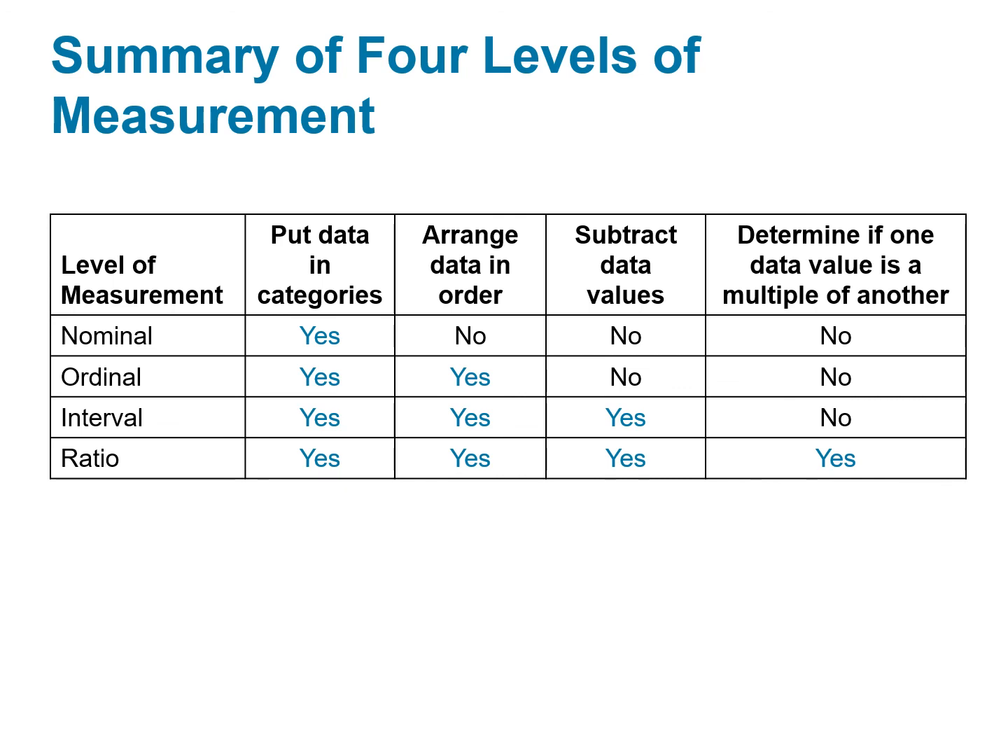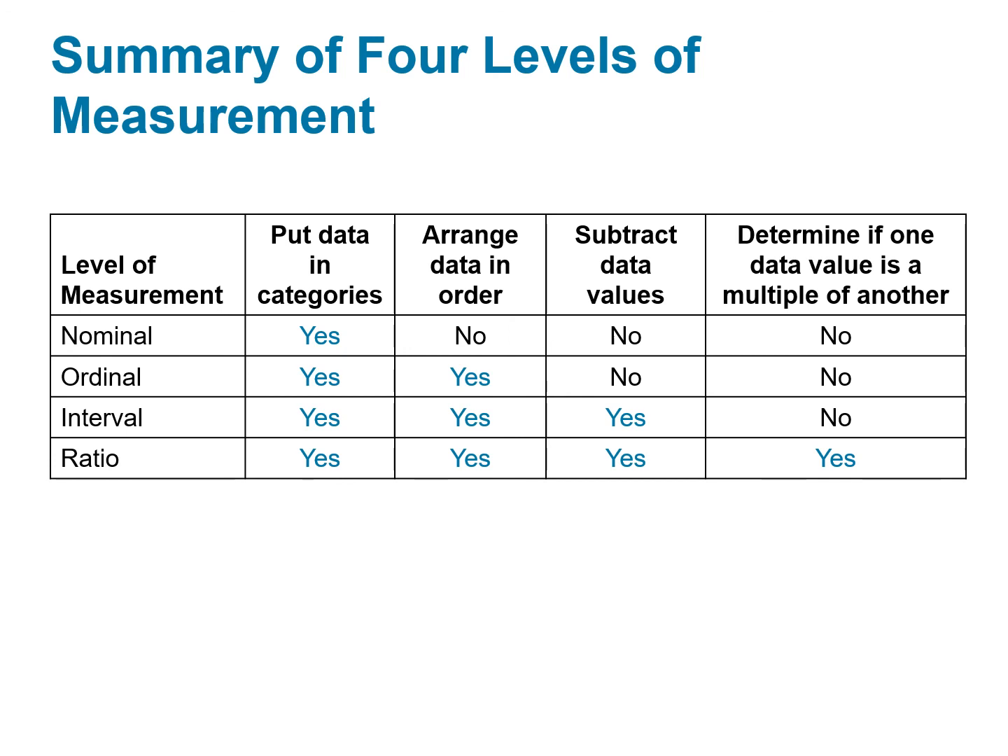So just to summarize those 4 levels of measurement again. So same picture I drew, just upside down. So nominal, ordinal, interval, and ratio. All 4 of these variables can put data into categories. All four of these levels of measurement put data into categories. We go over to arranging data in order. Nominal cannot do this. Nominal does not have an order. Everything else does.